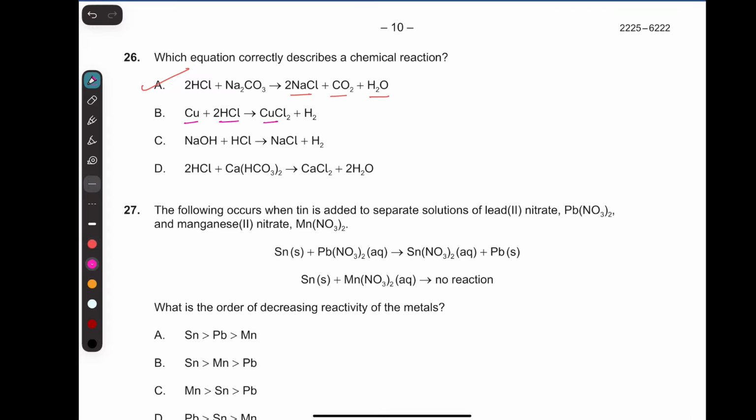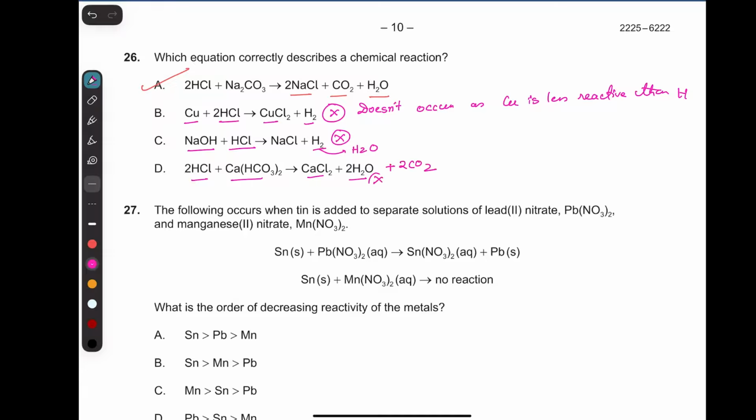Cu plus 2HCl, CuCl2, H2. The reaction is correct, but this reaction does not occur because copper is less reactive than hydrogen. Then NaOH and HCl will form NaCl and H2O, not H2. So wrong. This has to be H2O. Then 2HCl plus calcium bicarbonate forms CaCl2 and H2O. Along with this, it will also form 2CO2, which is not given, so also incorrect.